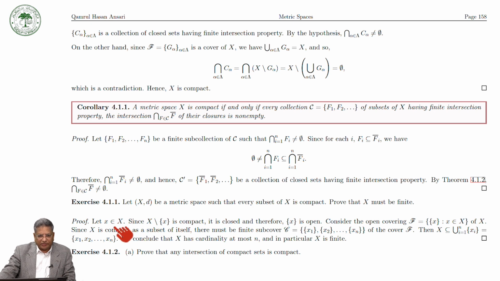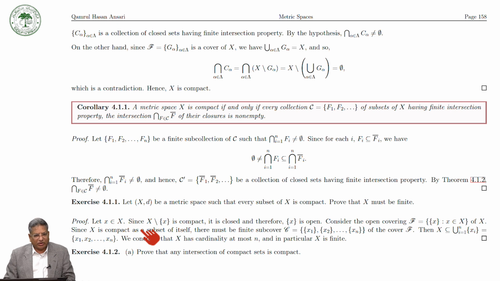Now, because x is in capital X, for each x in capital X we will have the singleton sets, and the singleton sets are open. So you take the collection of all such singleton sets, which are open.